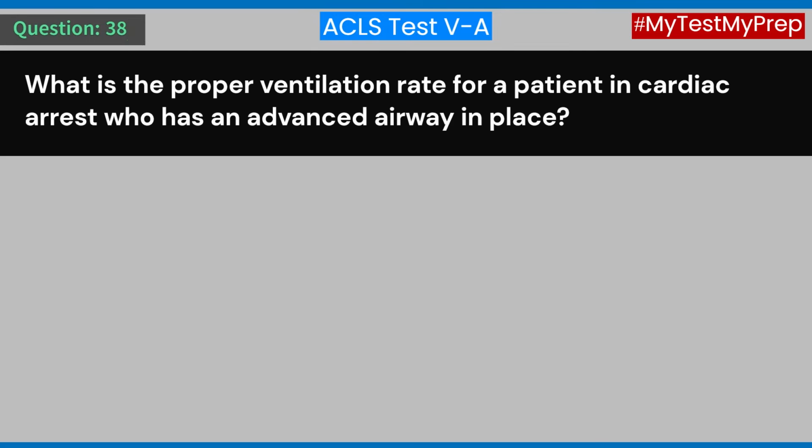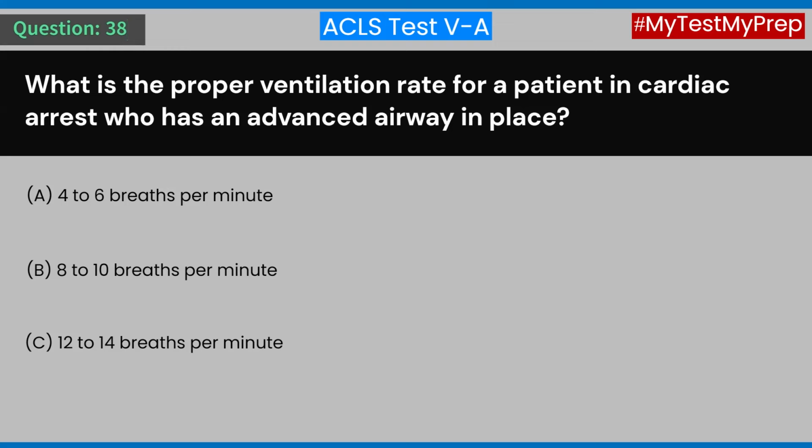Question 38. What is the proper ventilation rate for a patient in cardiac arrest who has an advanced airway in place? A. 4 to 6 breaths per minute. B. 8 to 10 breaths per minute. C. 12 to 14 breaths per minute. D. 16 to 18 breaths per minute. Answer: B. 8 to 10 breaths per minute.